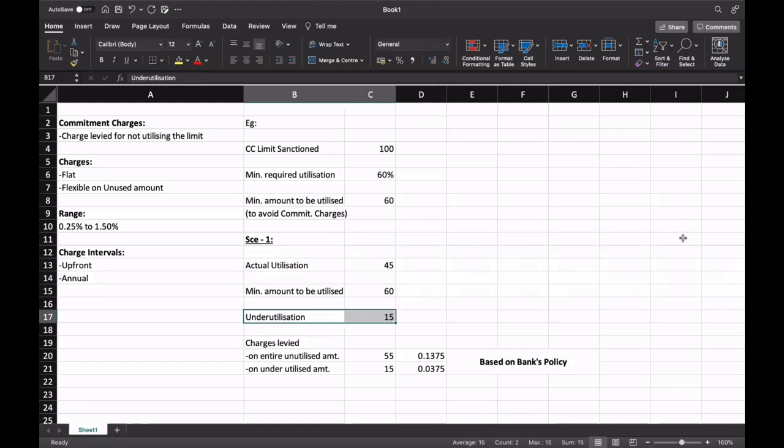So here there are two schools of thought, or banks differ in this practice. Here we can say the underutilization is only 15 lakhs, because what is stipulated is 60 and what was actually utilized is 45. So there is an underutilization of 15 lakhs. Or another call can also be taken. Sanctioned limit is 100. Actual utilization is 45 only. It means there is an underutilization of 55 lakhs. So how are banks going to look at it? It varies bank to bank based on their policy.